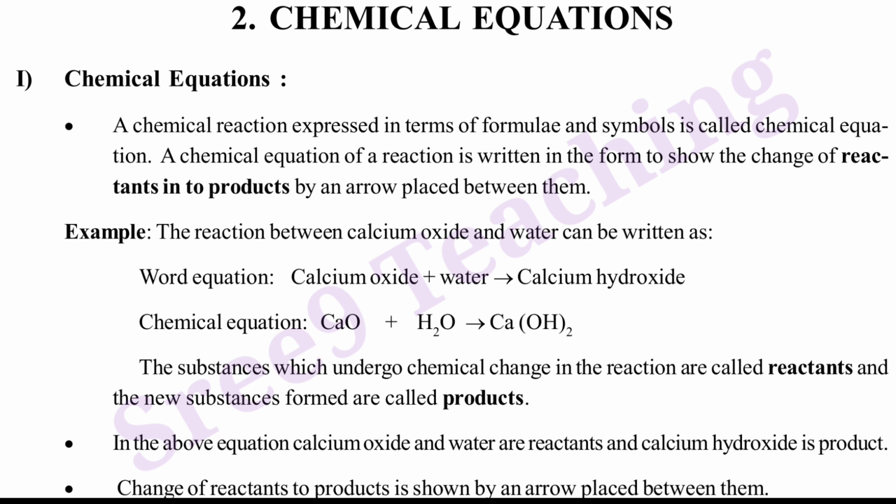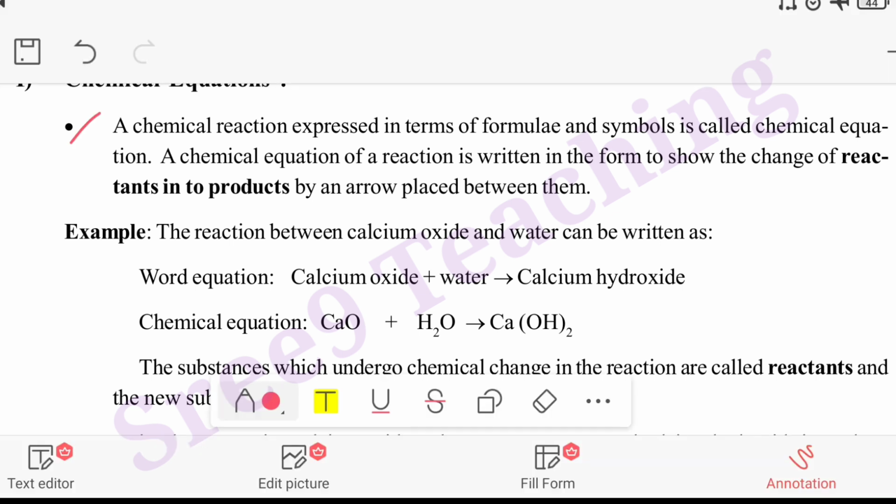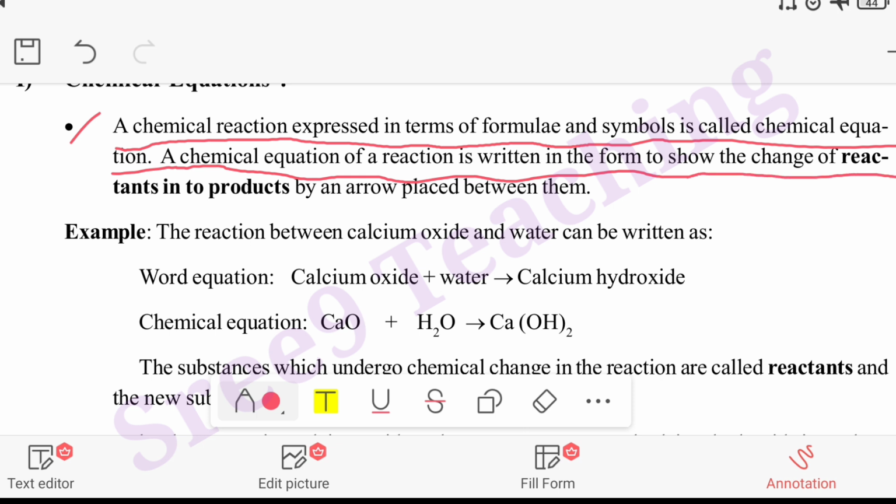Now the definition you see on the screen: a chemical reaction expressed in terms of formulae and symbols is called a chemical equation. Okay, a chemical reaction which is expressed in terms of formulae and symbols is called a chemical equation. Next, a chemical equation of a reaction is written in the form to show the change of reactants to products by an arrow placed between them.